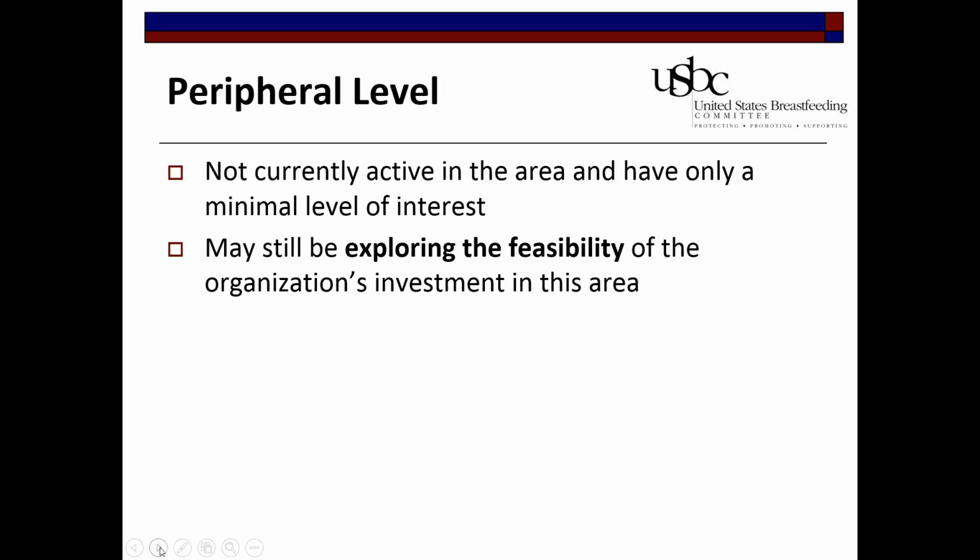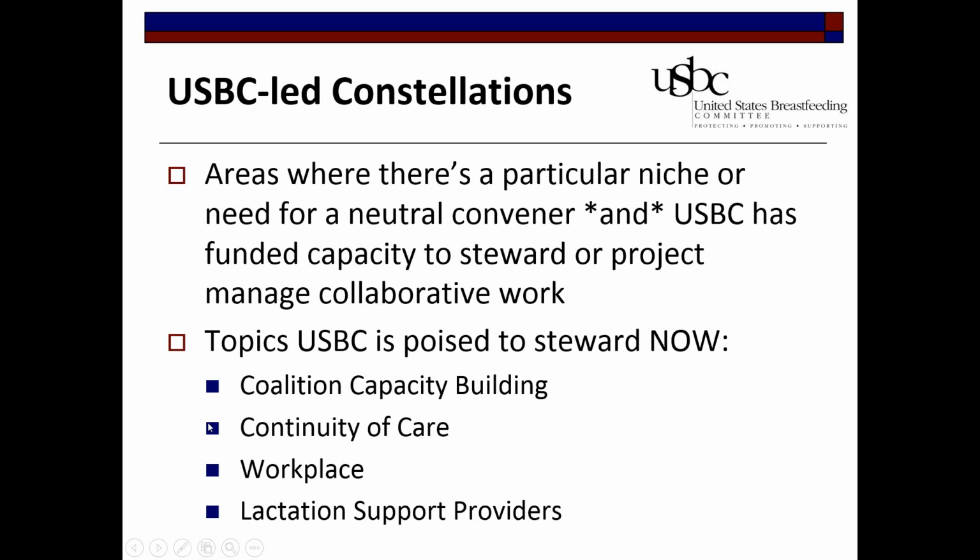So these are typically going to be an area where there's a particular niche or a need for a neutral convener, some substantive reason why USBC would be the one that gets involved. Then maybe there is a gap, there's not somebody else active in that area, or another possibility could be that there's too many cooks in the kitchen. Maybe there's so many different people active in the area that they need a neutral convener, or they need a coordinating entity to come in. So just a couple of the ways that could happen. And then also that USBC would have funding and capacity to steward or project manage the collaborative work.